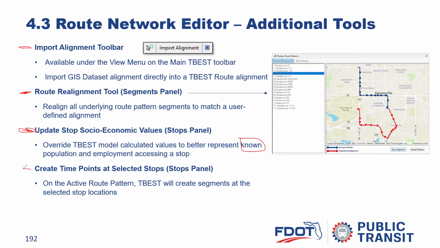And then you can also create time points and split segments by using this create time points at selected stops option on the stops panel, where you would select the stops where you want to create time points, and TBest will split the segments at those locations, and then you can better define the exact in-vehicle times on those segments.